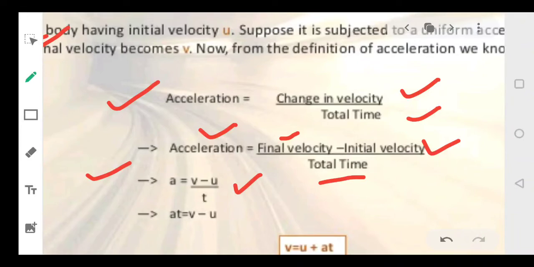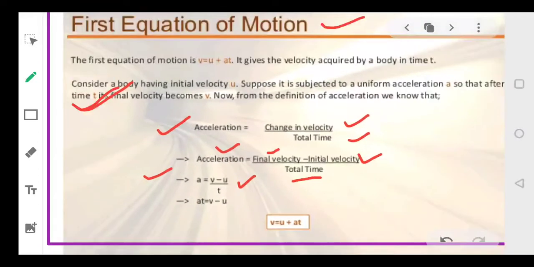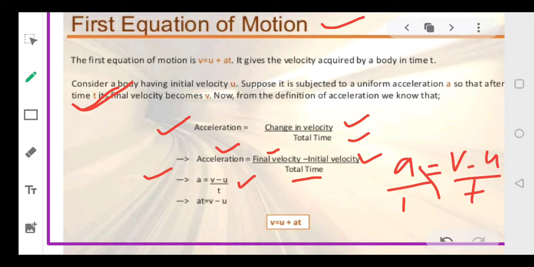What is A? Acceleration. What is V? Final velocity. What is U? Initial velocity. And what is T? The time taken. Now just cross multiply it, means you have A by 1 is equal to V minus U by T. So you will have AT is equal to V minus U, right?